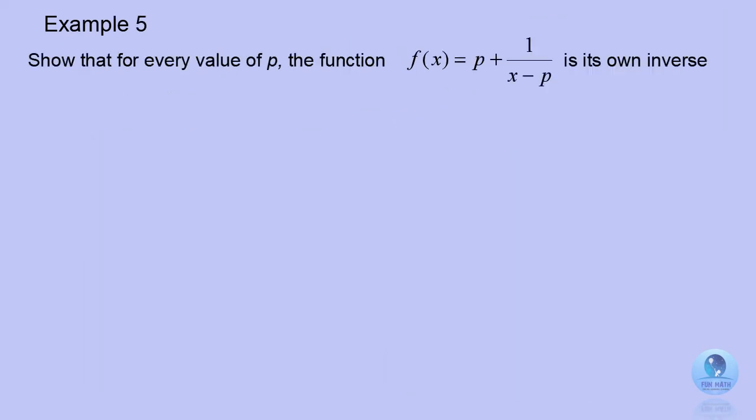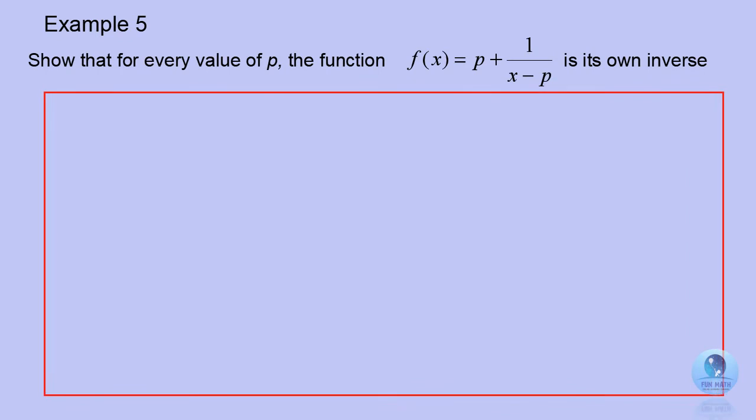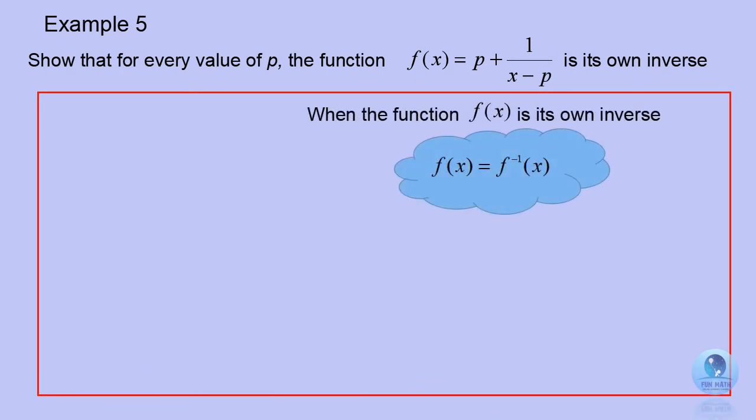Now let's look at the fifth example. Show that for every value of p, the function f of x equals (p plus 1) divided by (x minus p) is its own inverse. When the function f of x is its own inverse, it means f of x equals f inverse of x. To find the inverse function of f, we let f inverse of x equal y, f of y equals x. Substitute y into the function f of x.